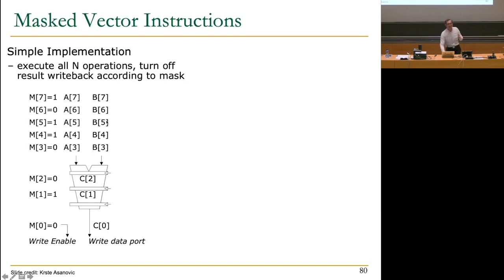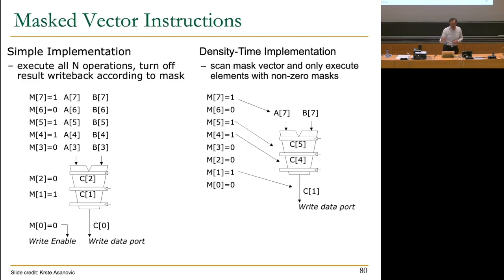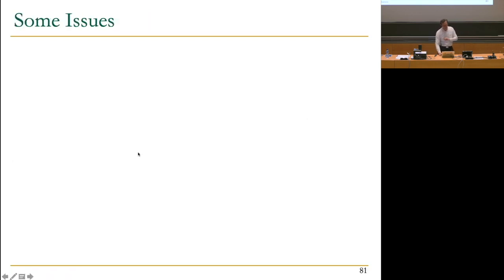Now, this may be very energy inefficient, as you can see, because if your vector mask is 0 for almost all the elements, you're doing lots of computation in your functional units, but you're not writing back the result. So another implementation is this density time implementation, where you first scan the mask vector, and you figure out which ones are actually 1s, and only execute those operations in the vector that are 1s. That's the idea. Which one is better? It depends on basically the complexity of the scanning and also how many zeros you have in the mask. Okay, so I'll let you think about that.